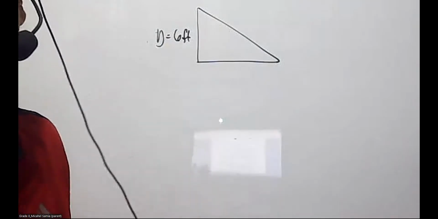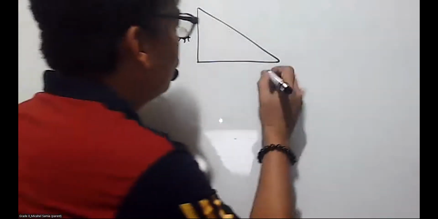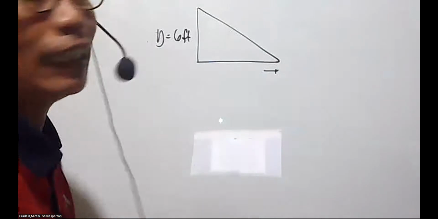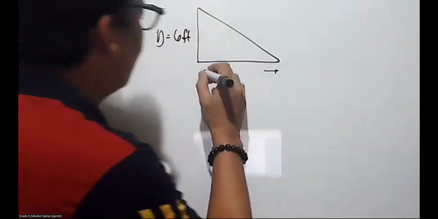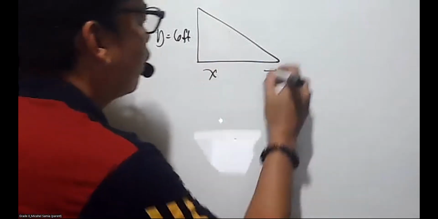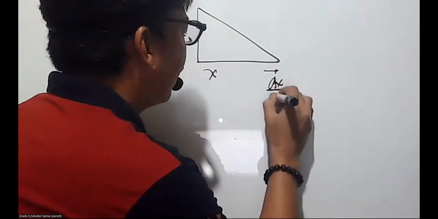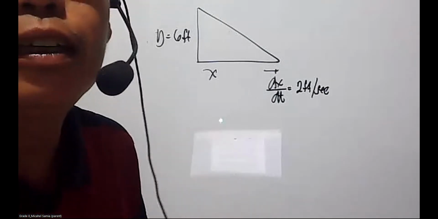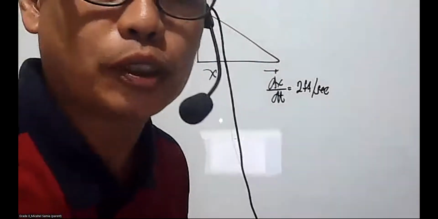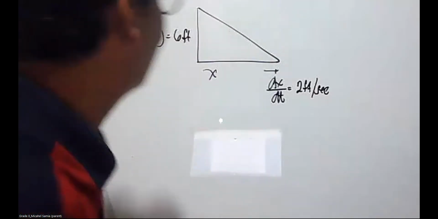Now the other one, this one is moving, or is increasing at the rate of 2 feet per second. So let's say I'll be denoting this as x. Therefore, your change is dx/dt. So this is 2 feet per second. And at a given measurement of your hypotenuse, which is equal to 10 feet. So these are the conditions.